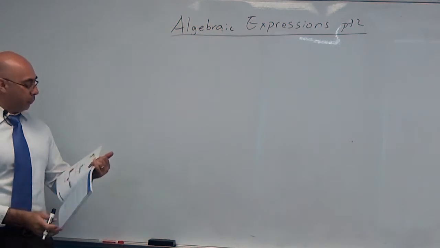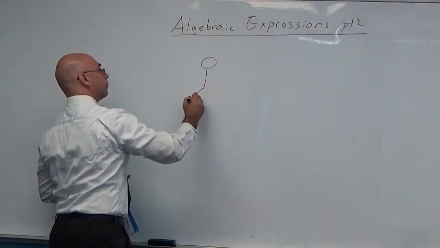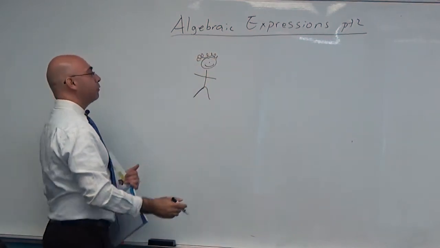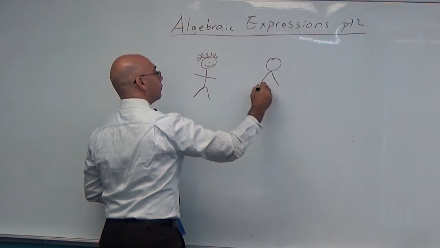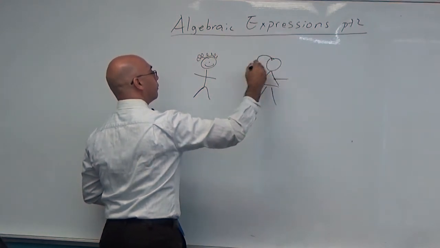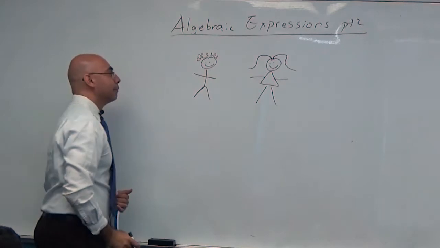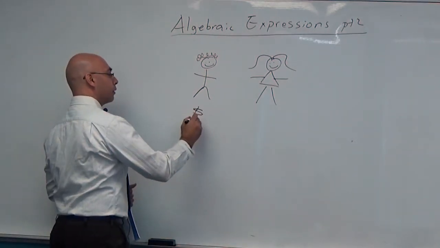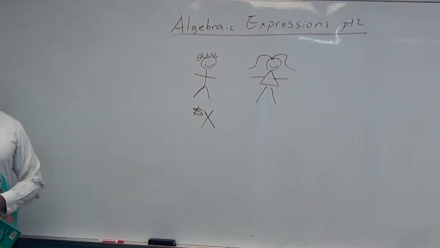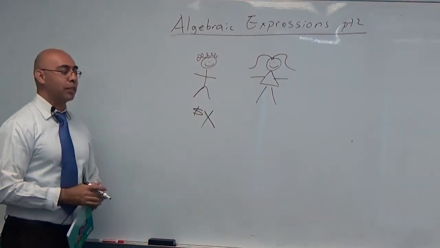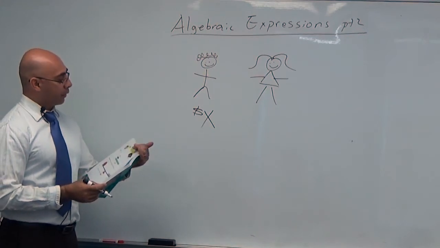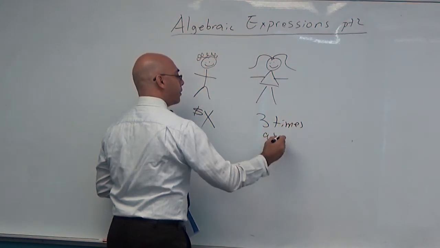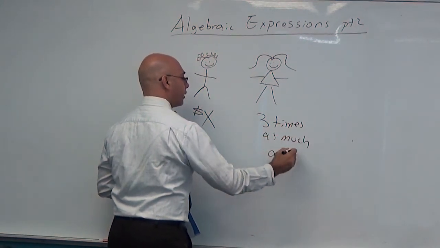All right, we got two people here. We have Ken. We also have Jana. And Ken says, I have X dollars. I'm not telling you how much money I have. I'm just going to say X. And Jana says, well, really, I have 3 times as much as Ken.